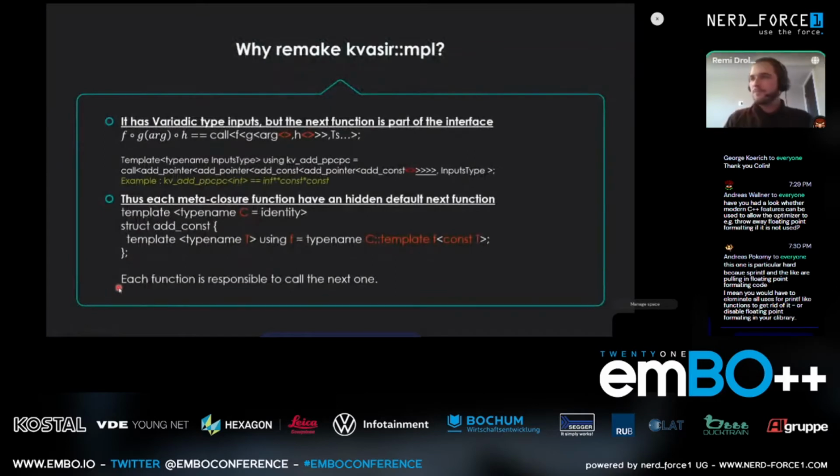Okay, so let's start strong. Basically, the problem that I have with Kvasir.mpl was that it has variadic inputs, but the functions are all nested together. So for example, if I want to do a composition of function f, then you do g with some arguments, whatever the arguments, and then you do h. You need to basically call, and then you nest together the function. So f contains g, which contains the arguments, and I'll explain this part just after. And then you do h, and at this point you don't need to do anything else.